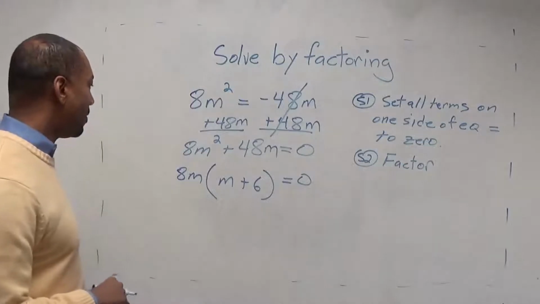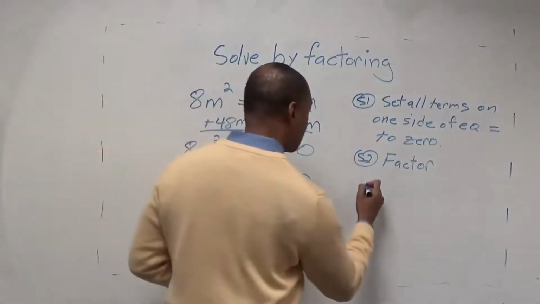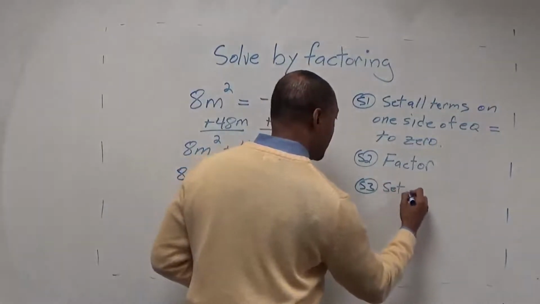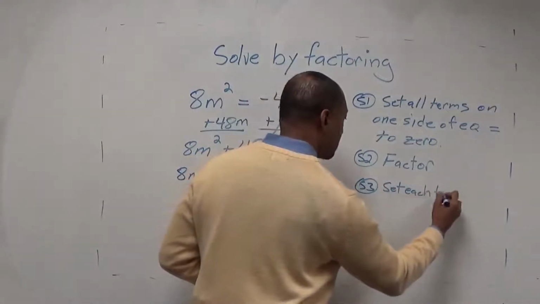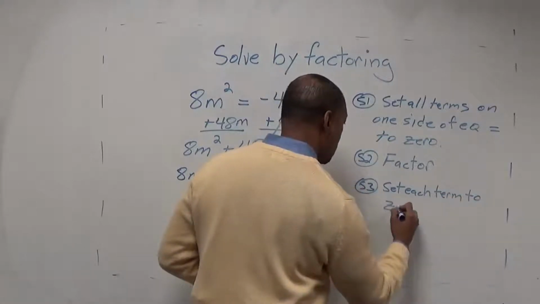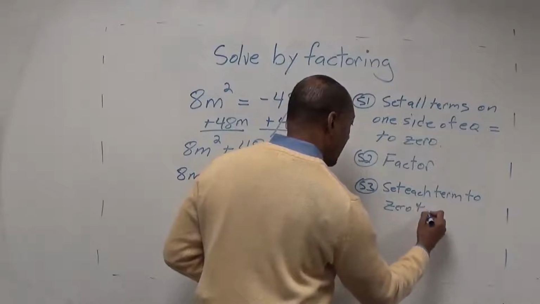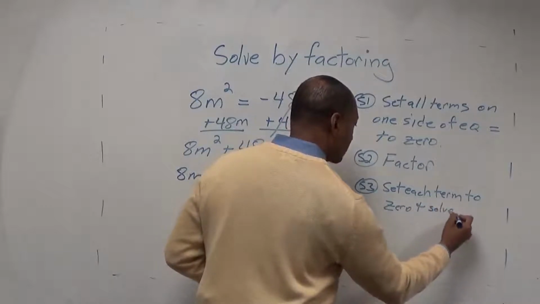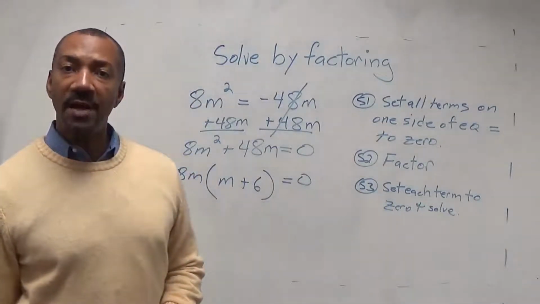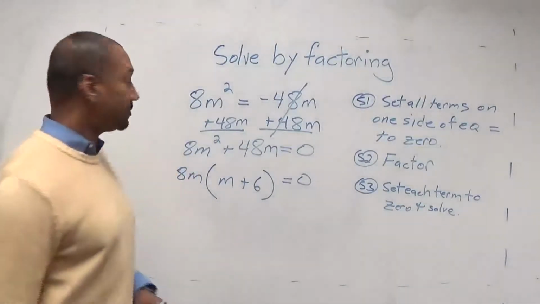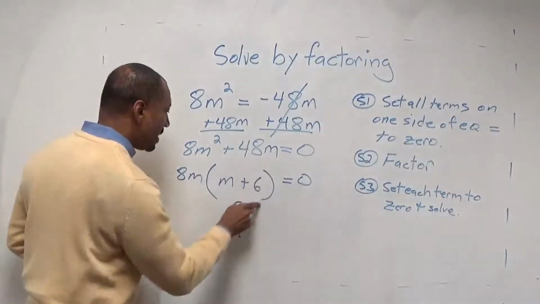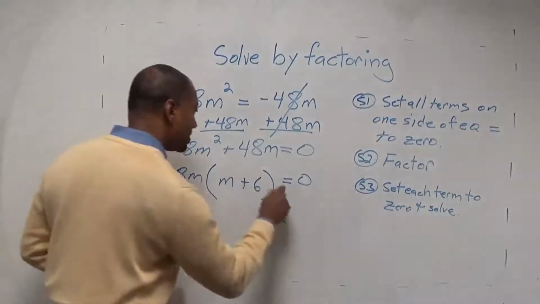Now, at this point, I'm going to say step 3, set each term to 0 and solve. That's just using what's known as the zero products property. This is what it looks like. Okay, so I've got this times this, this times this is equal to 0.